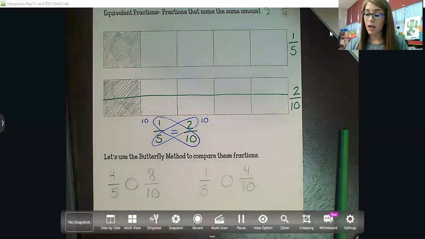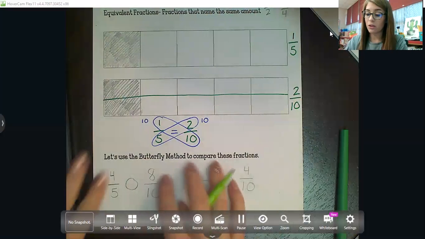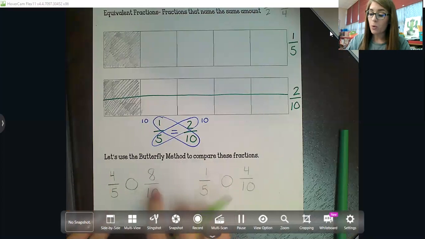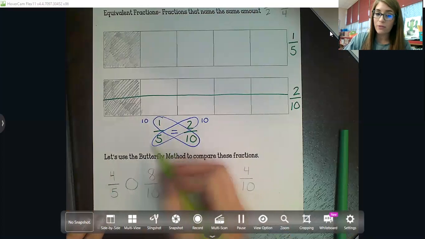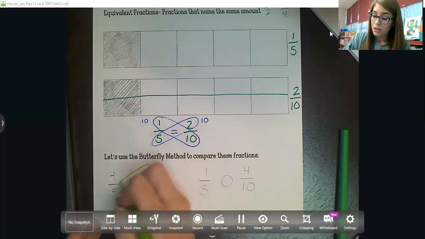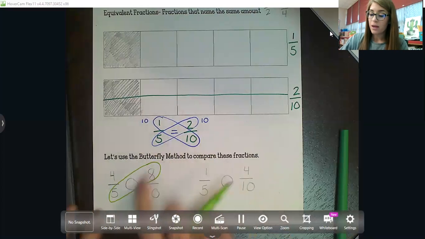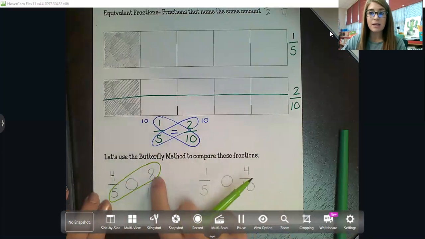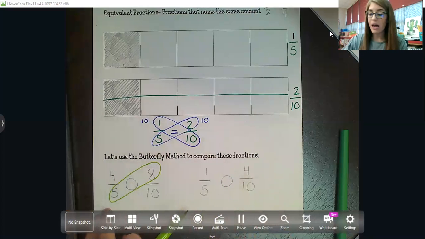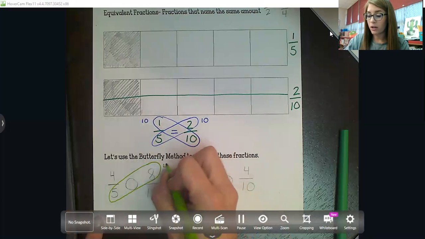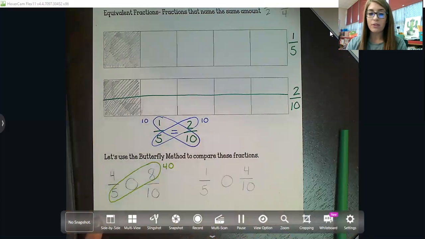Okay, so first thing I do when I do the butterfly method is I look first at my fractions. I've got 4/5 and 8/10. And I'm going to go ahead and draw my butterfly wings just like this. It's always diagonal from each other, okay? 5 times 8 is what? Very good, it is 40. Am I gonna write the 40 here by the 5 or here by my 8? Always by the numerator, very good. I'm gonna write my 40 right there.